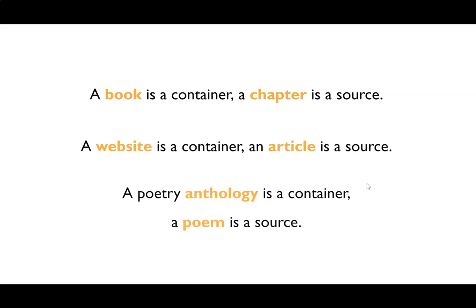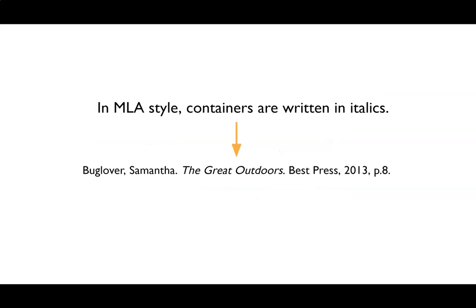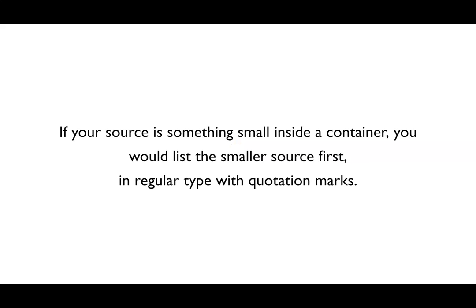So we talk about things in terms of containers and sources. A book is the overall container. A chapter is the source. You could have a website as a container, right? It contains everything within that website, whereas your source might just be one article from that website. It's important to keep in mind that the container, the big piece, the entire work, will be written in italics in MLA style. But if you're just referring to something smaller inside that container, it will be in quotation marks, not in italics.